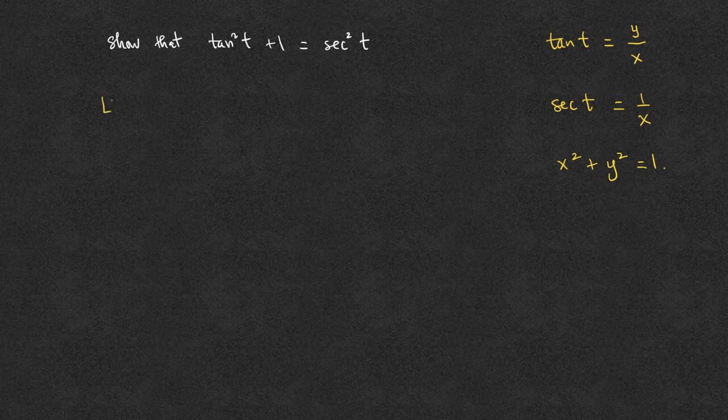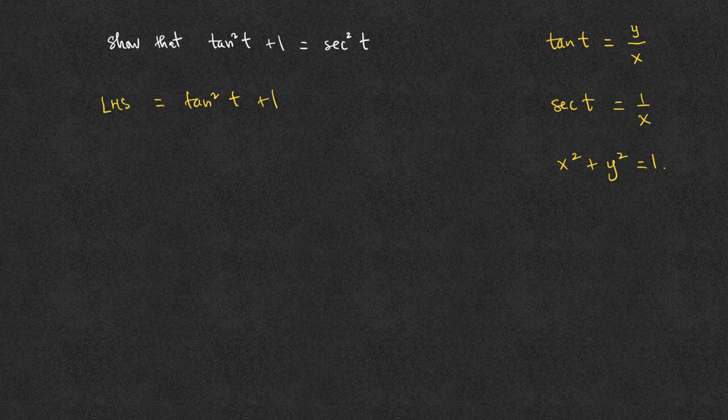We start with the left-hand side. The left-hand side is tangent squared of t plus 1. We never start with the equality itself. We only start with one side and arrive at the other. Usually we start with the more complicated side.